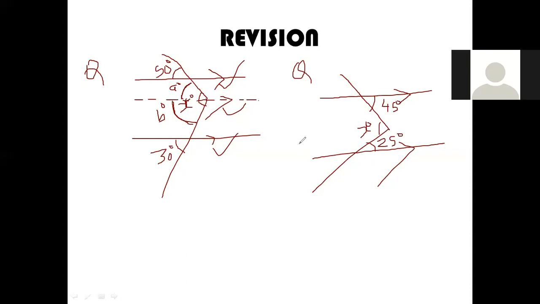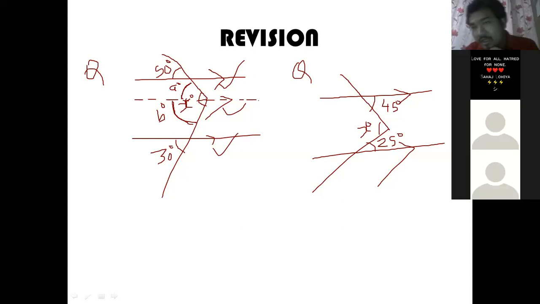Here also we need to construct parallel lines, or not? Here also we need to construct, right? We need to draw here also a parallel line. This must be parallel to this upper line and lower line.